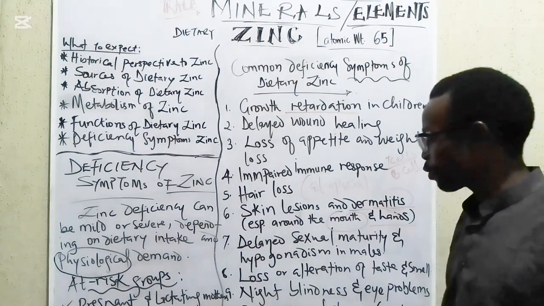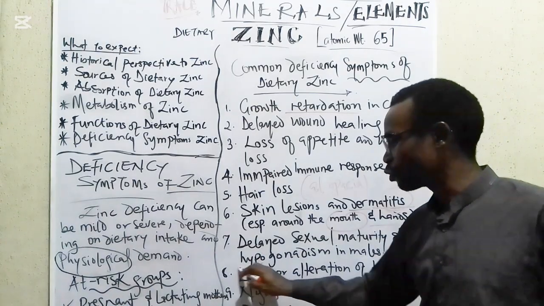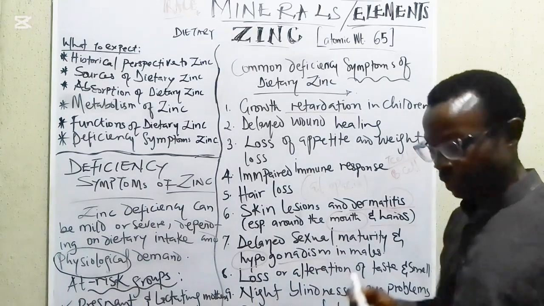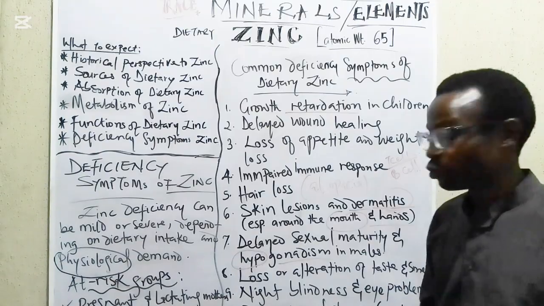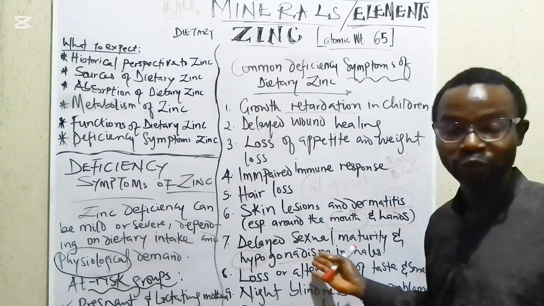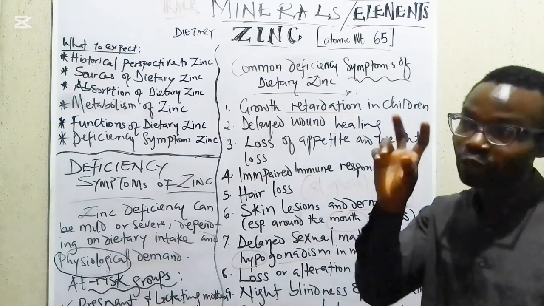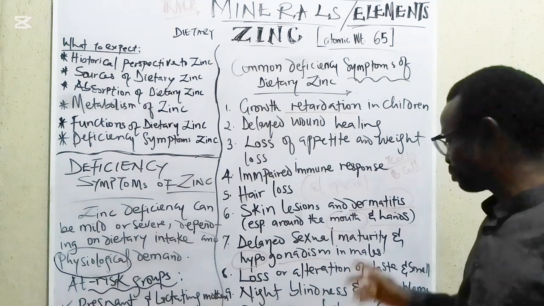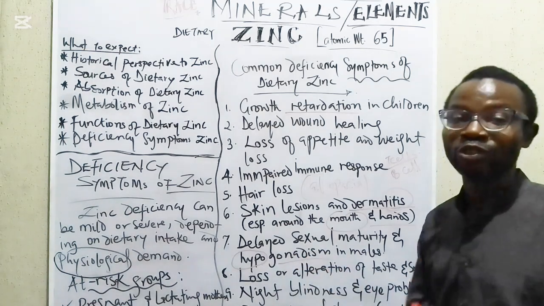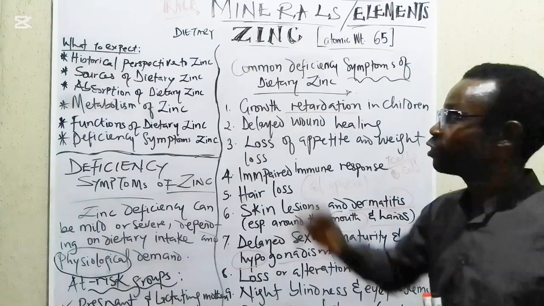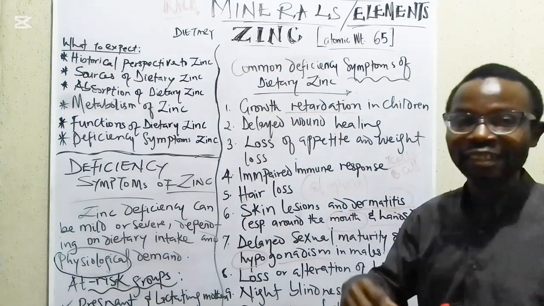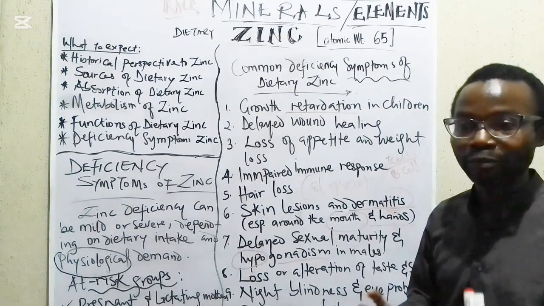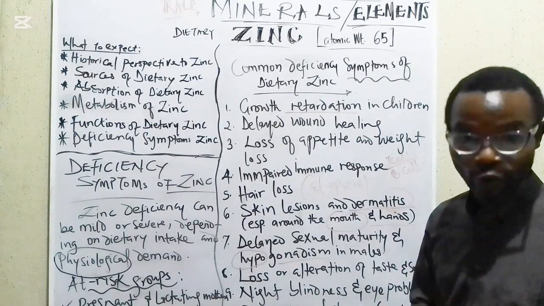So it's going to cause hypogonadism. Hypo, like I told you, means deficient in or not enough, and gonadism, certain hormones that are produced by the gonads. The gonad means sexual structure. The male sexual structure, the gonad, so hypogonadism in male. So the male sexual structures are not properly developed. So deficiency in zinc affects the development of the testes and other sex structures of the male sex organ.